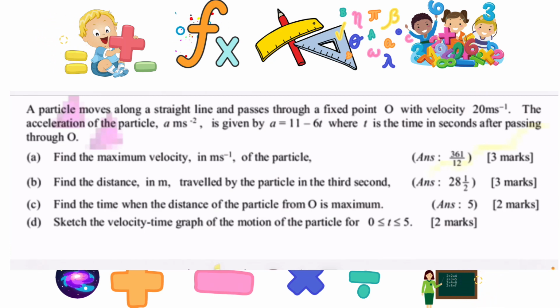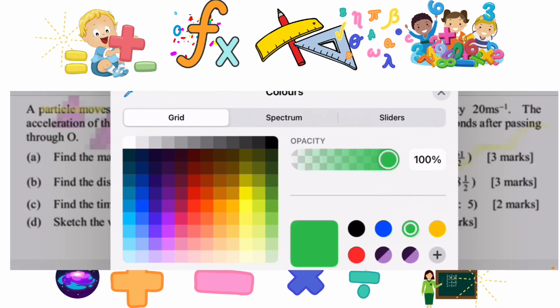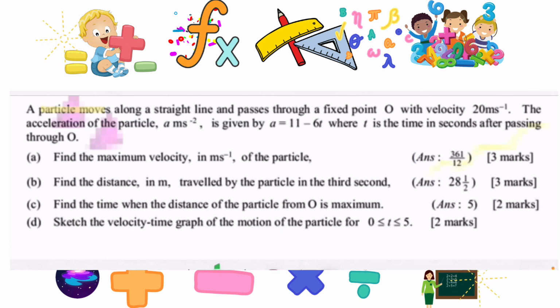A particle moves along a straight line. Let's highlight the important keywords. So the important keywords for this question are straight line, passes through a fixed point O. Fixed point O is very important.